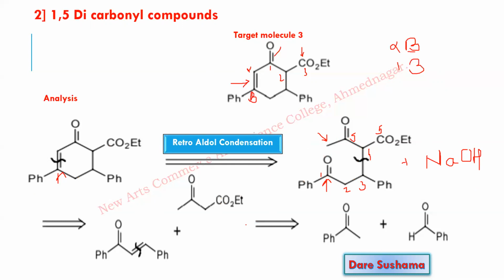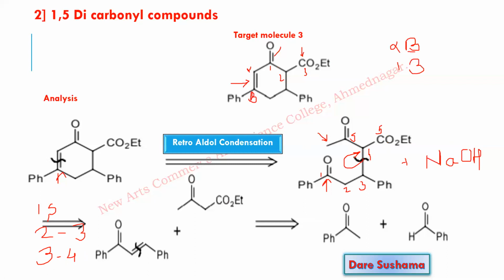We have to disconnect either the 2,3 bond or the 3,4 bond. So this is a 1,5-dicarbonyl compound. Write down on the arrow, it is a 1,5-dicarbonyl compound. Whenever a 1,5-dicarbonyl compound is there, the disconnection is either 2,3 or 3,4. So which is the best here? It depends upon whether number 2 is more substituted or number 4 is more substituted. You can see number 4 is more substituted, so disconnect the bond in the direction of 4.